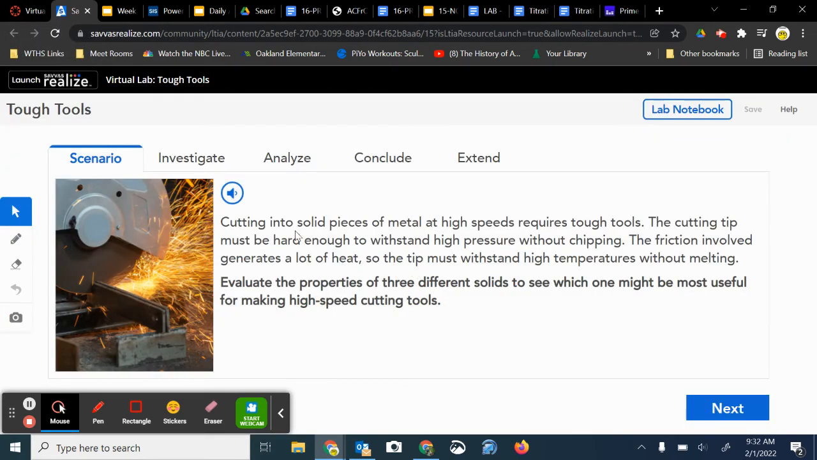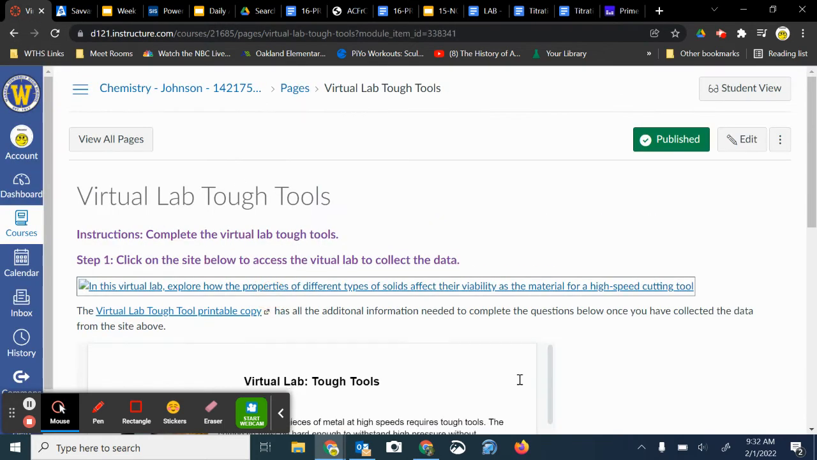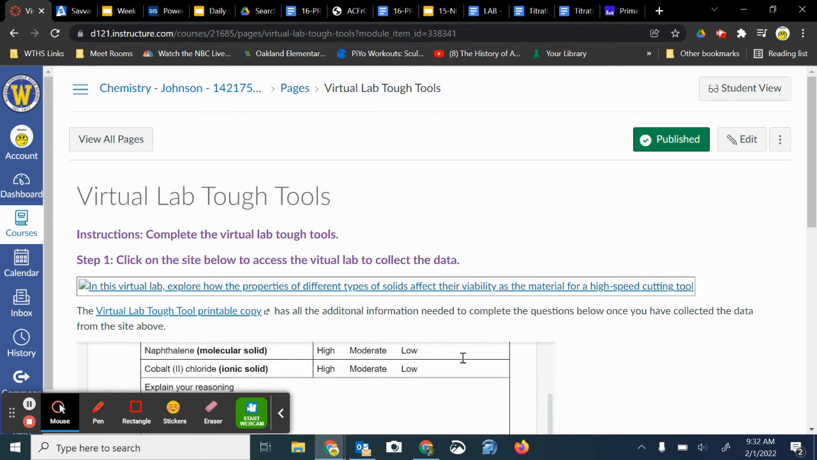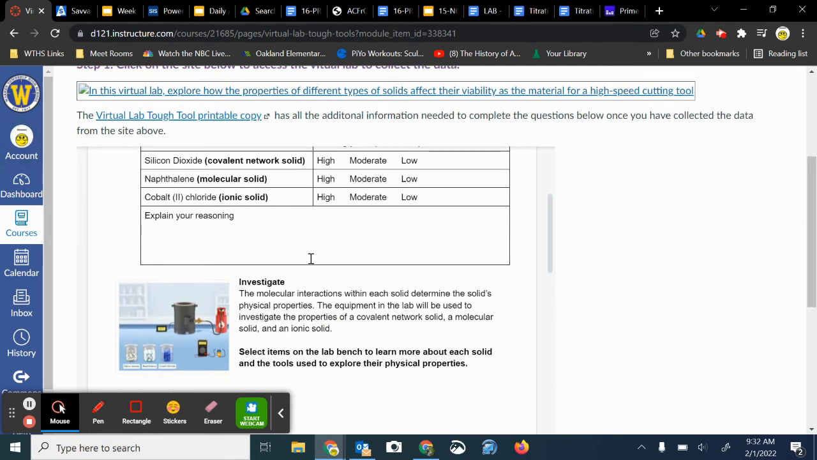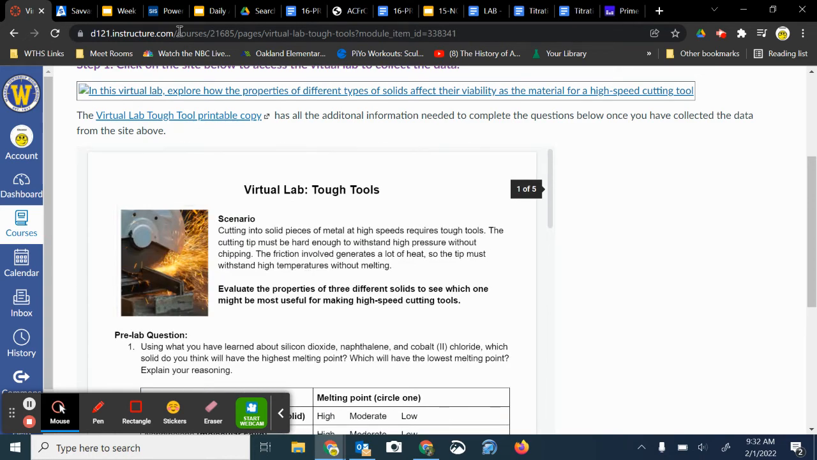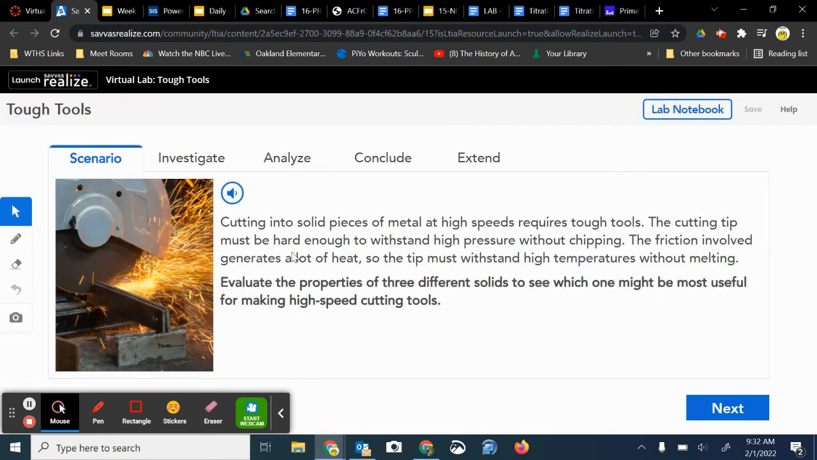Okay, so we're going to go to the lab. So on the printable copy that we have on the bottom of the page, you can print it out, or you can see the copy is right here. So if you're absent, you can print it out, or you can look at it here and do it electronically. So you're going to read through. So hit the scenario tab. You're going to read through this.